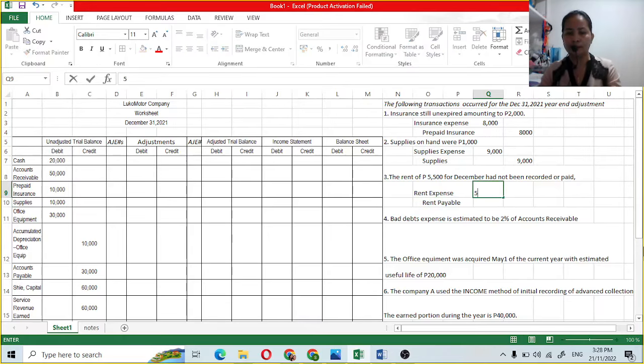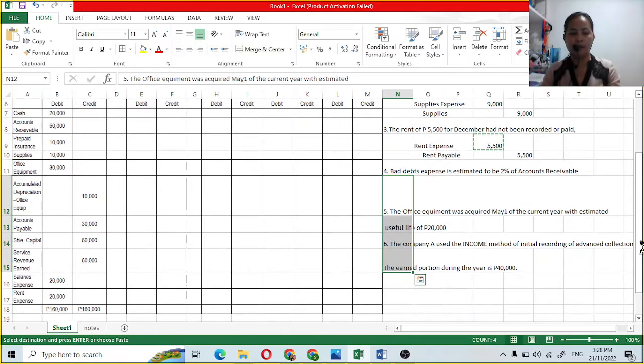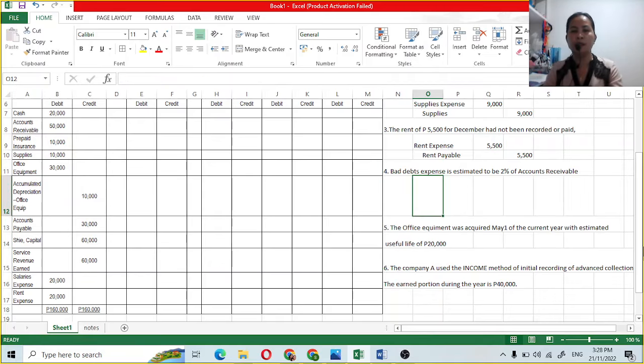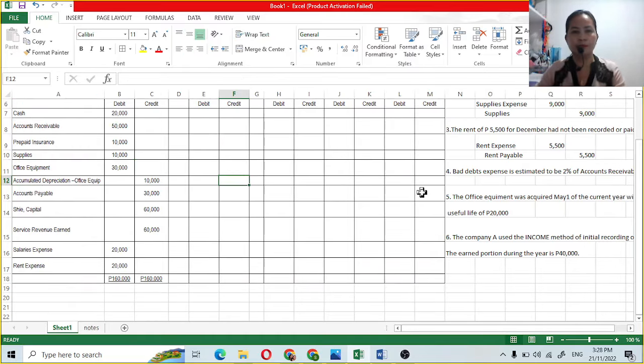So, magkano daw? 5,500. And then, the bad debts expense estimated to be 2% of accounts receivable. So, that's our AJE number. Nakarap kasi, ano. Okay, so that's it.